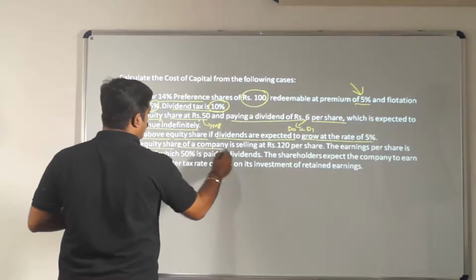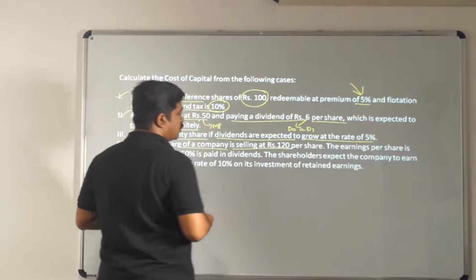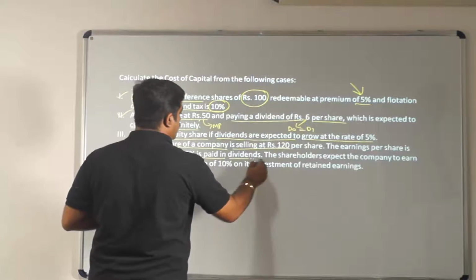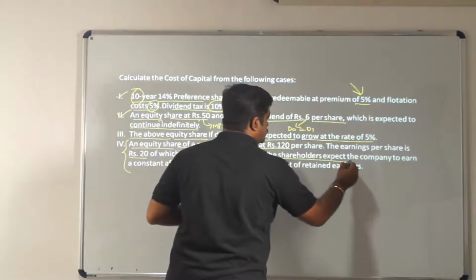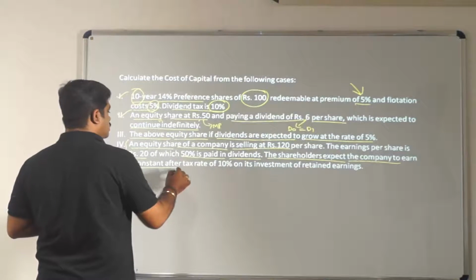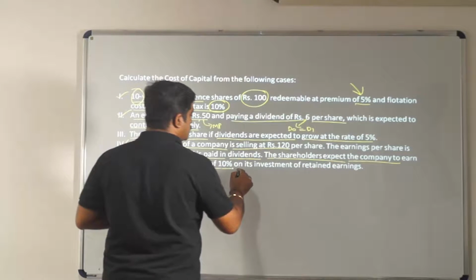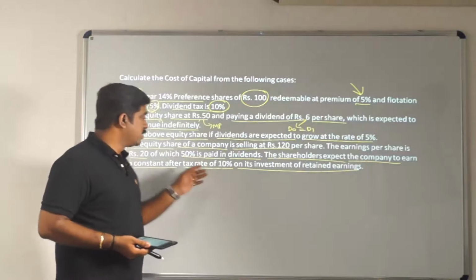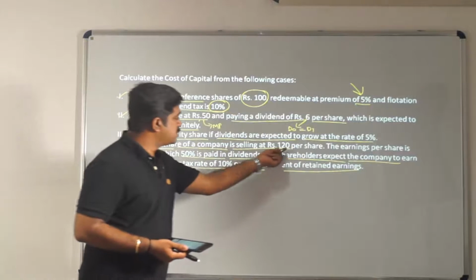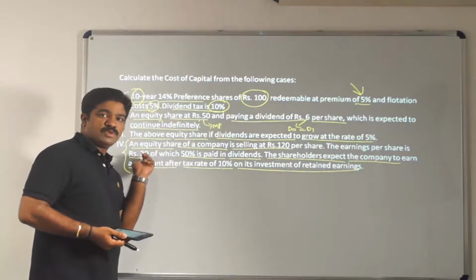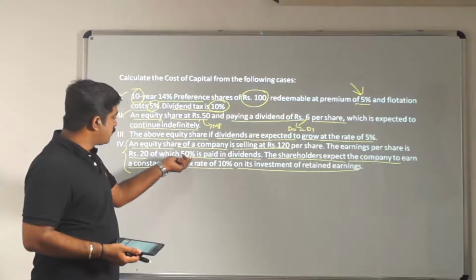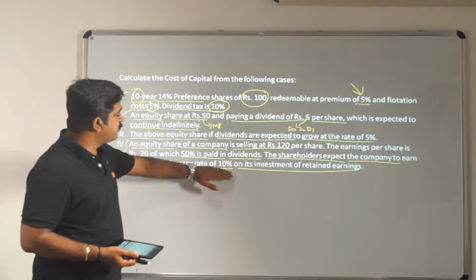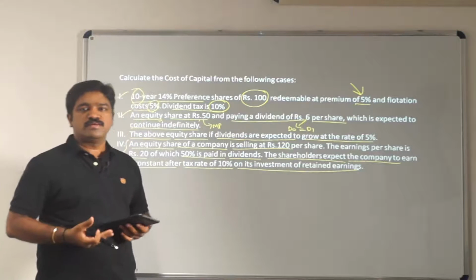An equity share of a company is selling at 120 per share. The EPS is rupees 20, of which 50% is paid in dividends. The shareholders expect the company to earn a constant after-tax rate of 10% on its investment of retained earnings. So this is a case where we are supposed to find out the cost of equity, where we are given the information that market price is 120, but we are also given information about their earnings per share, and they also say 50% is distributed as dividend, and the company is retaining something, and that will give a return of 10%. Now, which method we have to adopt here?